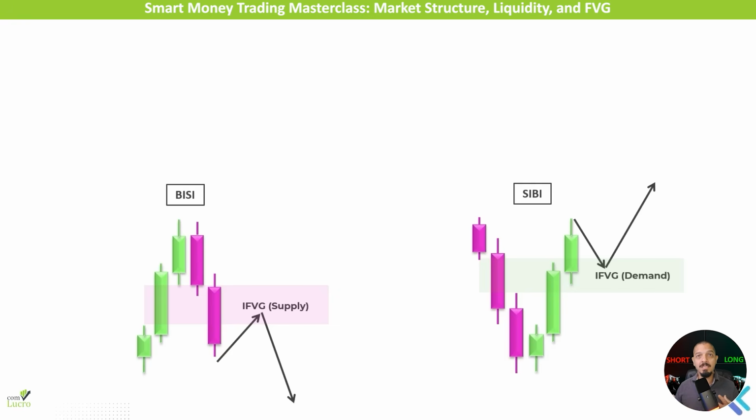So what exactly is an inversed fair value gap? An inversed fair value gap, also known as an inversion fair value gap, forms when a fair value gap is disrespected, meaning price breaks straight through it instead of reacting or reversing as expected. When this happens, the gap changes its role and switches its characteristics, often transforming into a new area of support or resistance, depending on the direction of the breakout.